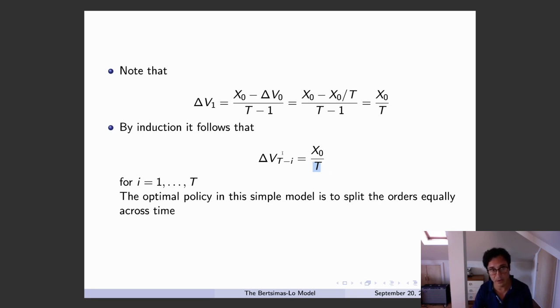Constant policy meaning for all the i's, delta v is the same, and it's just the initial quantity divided by T. This looks like a trivial result, although it's not necessarily obvious when you formulate the problem at the beginning. And that's actually a very common strategy in the market. It's called TWAP, time weighted average price. So you basically have this constant fractioning of your initial order. You do it over time.